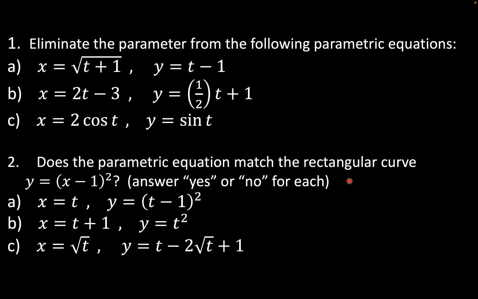So here are some examples on eliminating the parameter from the parametric equations. The goal for 1a, b, and c is for you to write the equation in terms of just x and y without t. And then in part 2, start thinking about how the domains and ranges work. So how would this rectangular curve relate to these options for parametric equations? Try the questions yourself first and then watch the solutions.